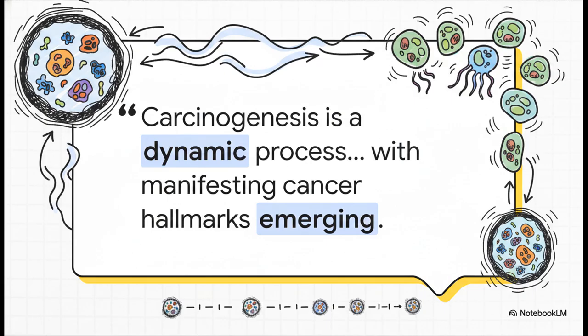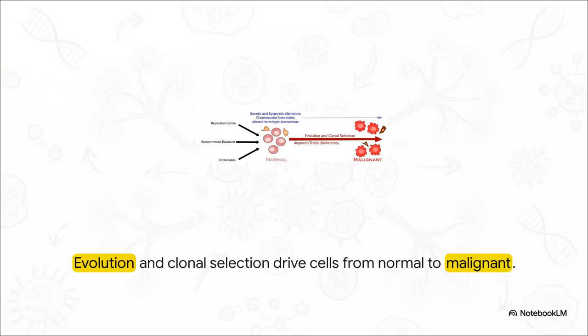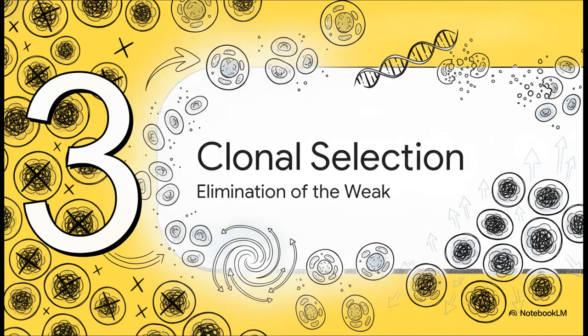It's a journey of transformation where cells acquire highly specific traits over their lifespan just to survive. Think about it this way. A normal cell doesn't just wake up malignant one day. Different, continuous insults, things like environmental toxins, cancer-causing oncoviruses, or natural replication errors, they act as extreme evolutionary pressures. Just like animals adapting to a brutal winter environment, these cells are literally forced to acquire new traits to survive harsh biological conditions. That brings us to part three, clonal selection and survival, the elimination of the weak.